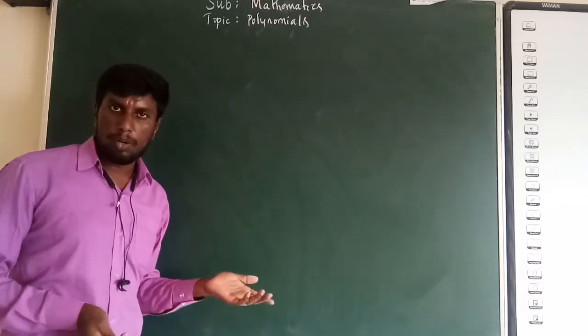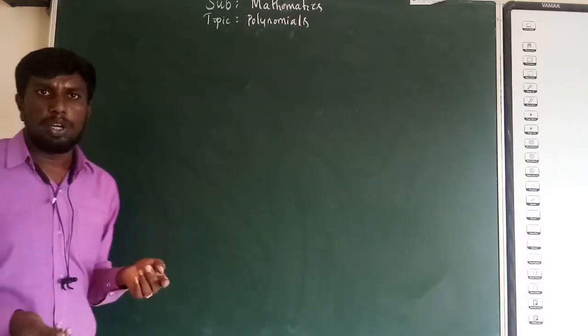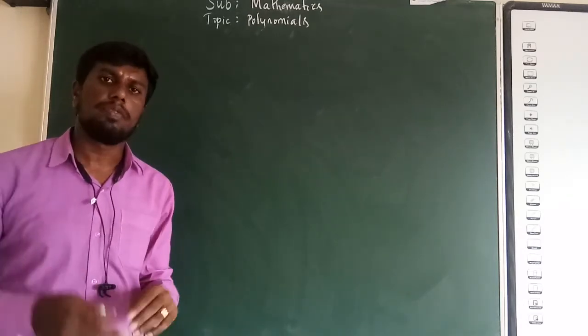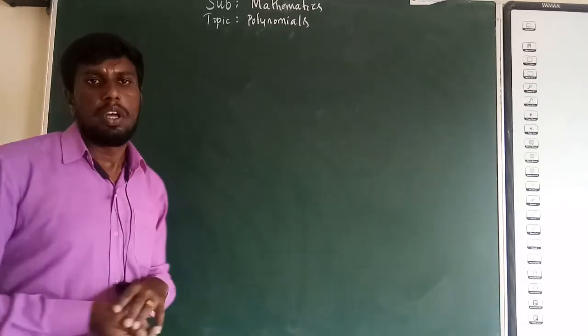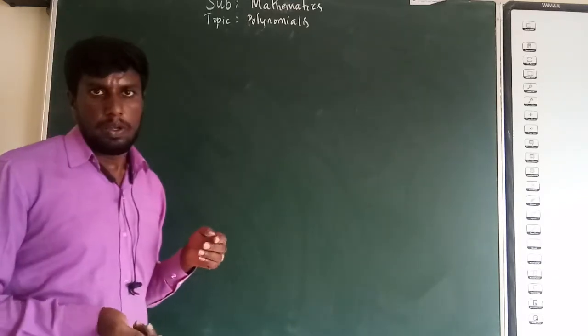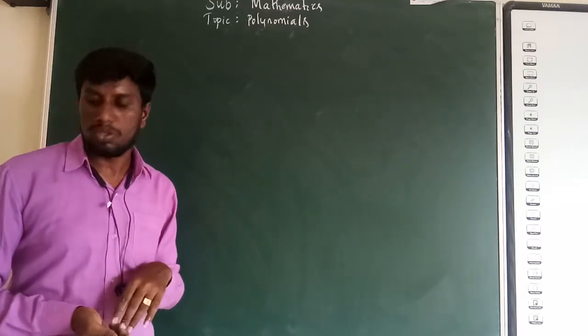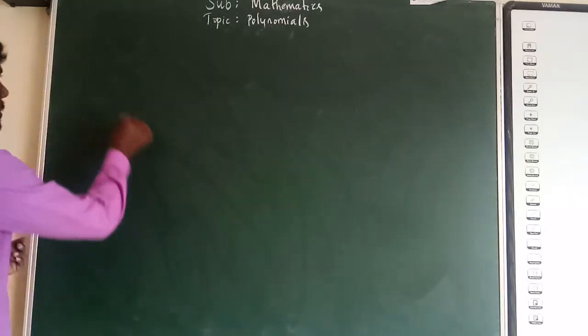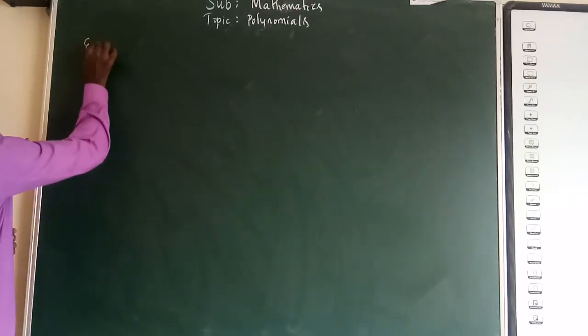Even in a quadratic polynomial, if they are given one zero, I can find out another zero by using this division algorithm. So this division algorithm will be very useful for finding out the missing zeros. Let us divide one more polynomial, example 2.